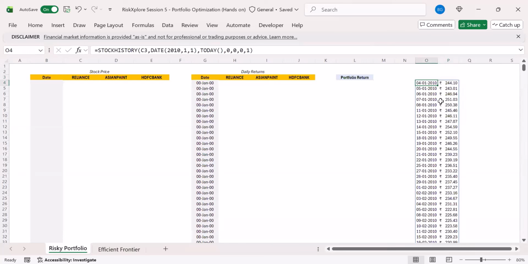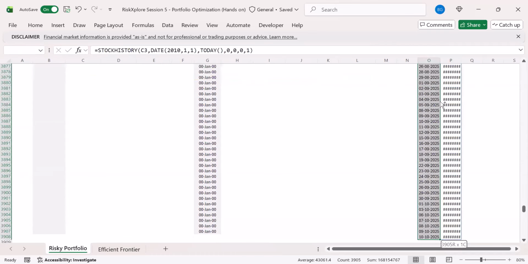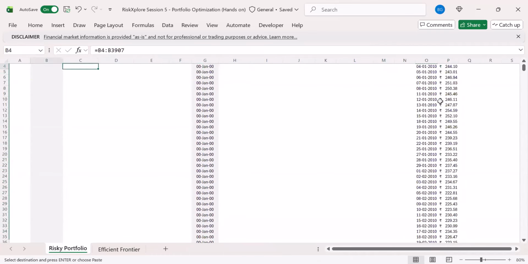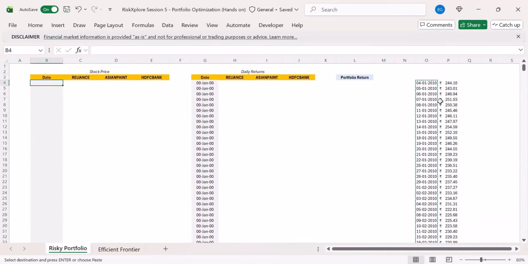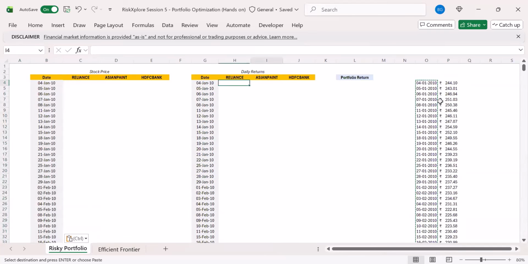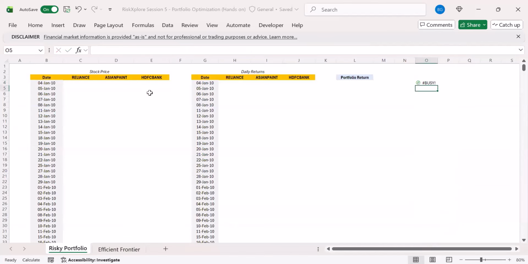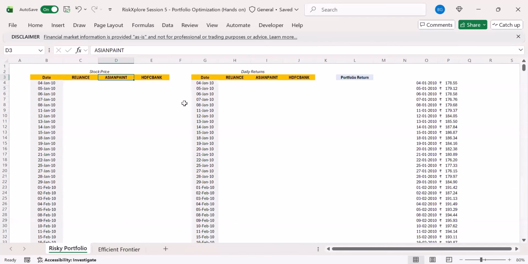So once we have this, we have the dates, we have the stock prices as well. What we can do is, let's copy the dates here, right? Let's copy the dates here. Now we have this for Reliance. Let's try this for some other stock, let's say Asian Paints. So this is the ticker symbol for Asian Paints, and we have this for Asian Paints as well.